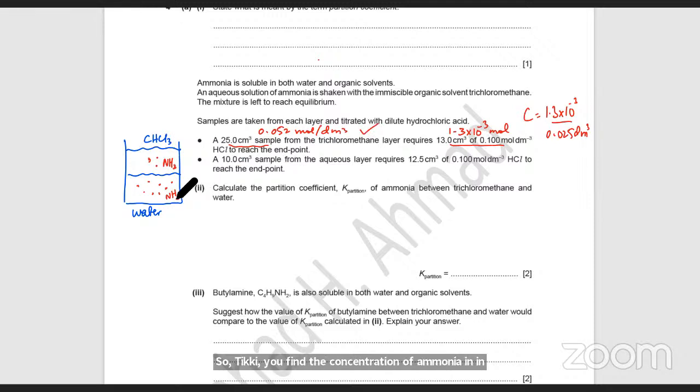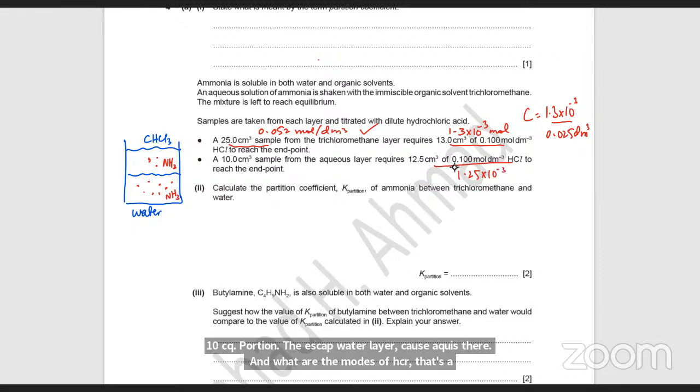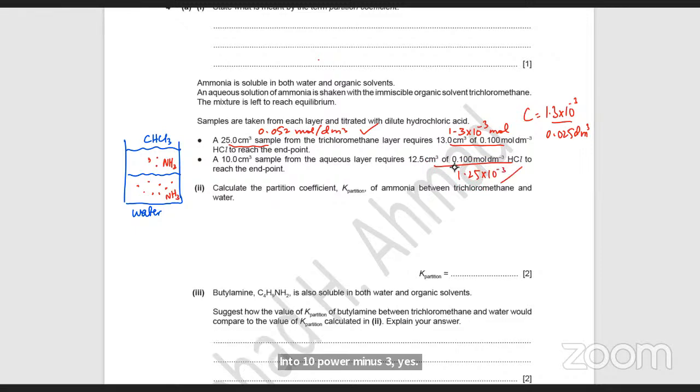And then the 10 cm³ portion of the aqueous water layer, and what are the moles of HCl? That's 1.25 into 10 power minus 3. Yes. But that is in 10 cm³, so what is the concentration? That's divided by 0.01 dm³. 0.125.